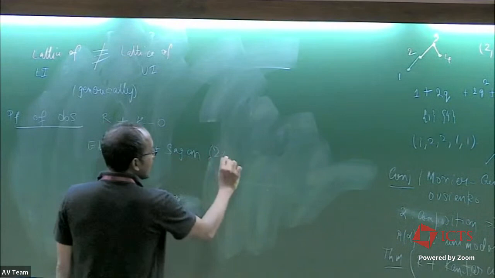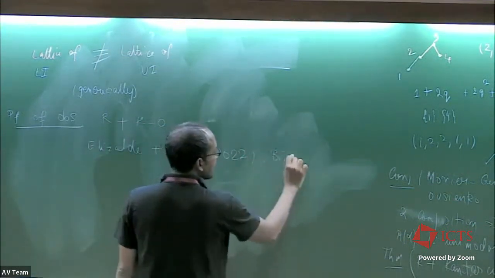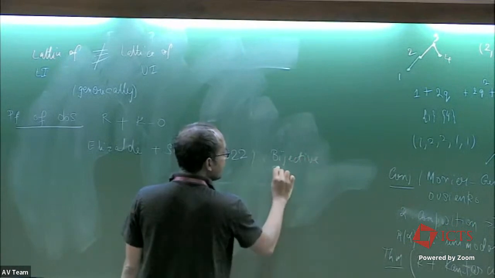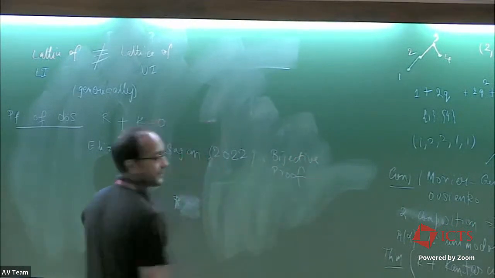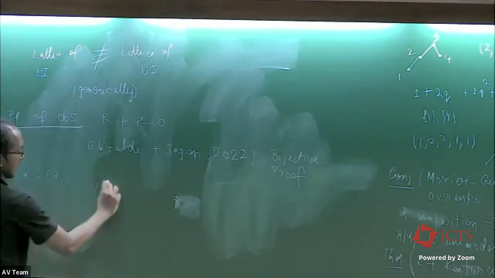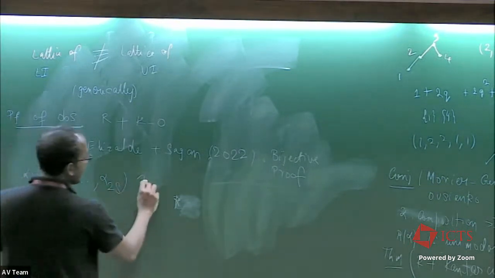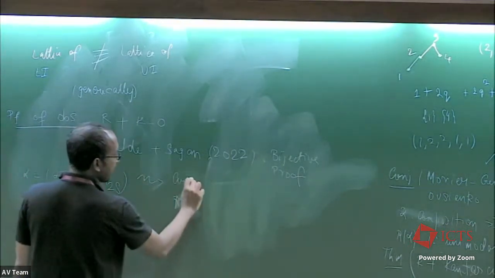So this is a few months ago. They gave a bijective proof. Sorry, what is the theorem? So the theorem is this. Let alpha be a composition of even length, and this will lead you to a circular fence poset.